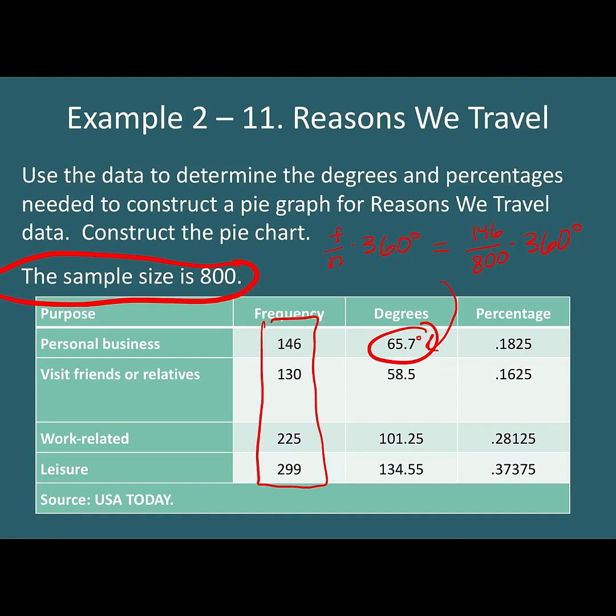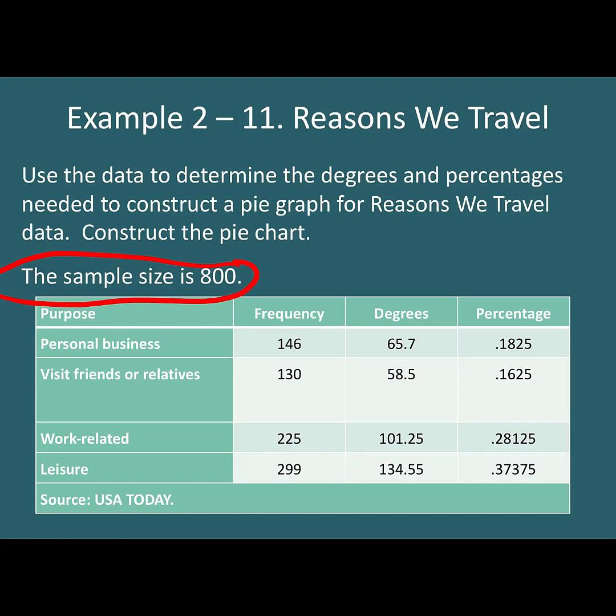To get the next row, all we simply have to do is replace 130 with that 146, and you'll get 58.5. Replace 146 with 225, so on and so forth.